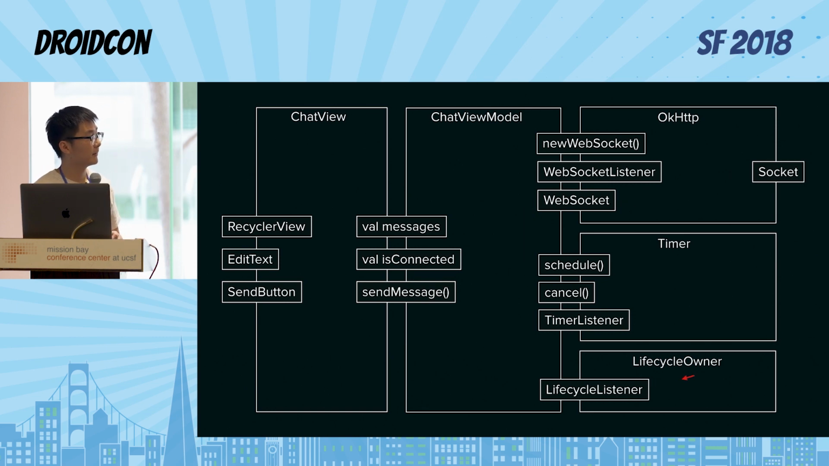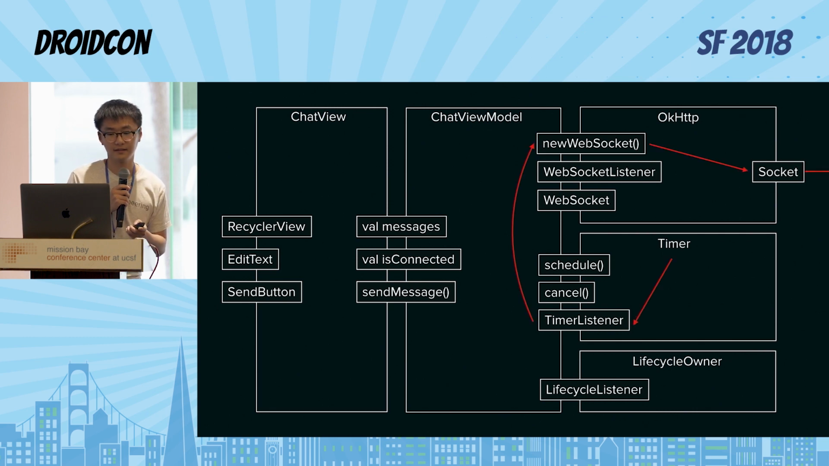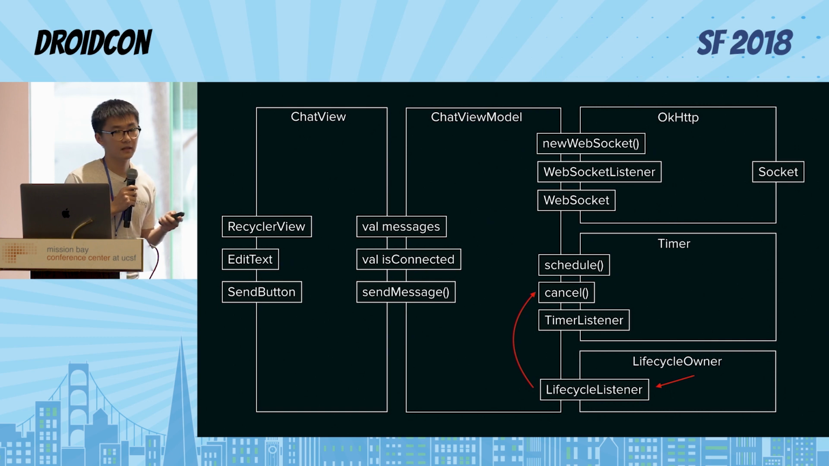Suppose the app is in foreground again, and the connection fails. Right. No worries. The view model will schedule a retry, and it will bring the connection back on. Suppose the connection fails again. The view model schedules another retry. But this time, the app goes to the background. What the view model needs to do is cancel the timer.